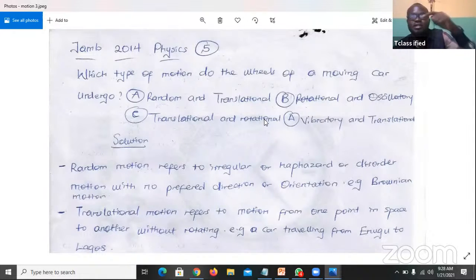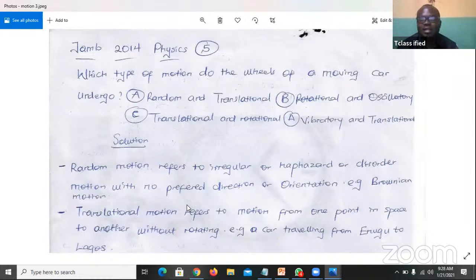The rotational, yeah, because the hands of the wheel, you can see that the hand is moving around the axis. That's rotational. So is it vibratory or translational? Vibrating? Is there anything moving about a point? No, nothing like that. Okay.